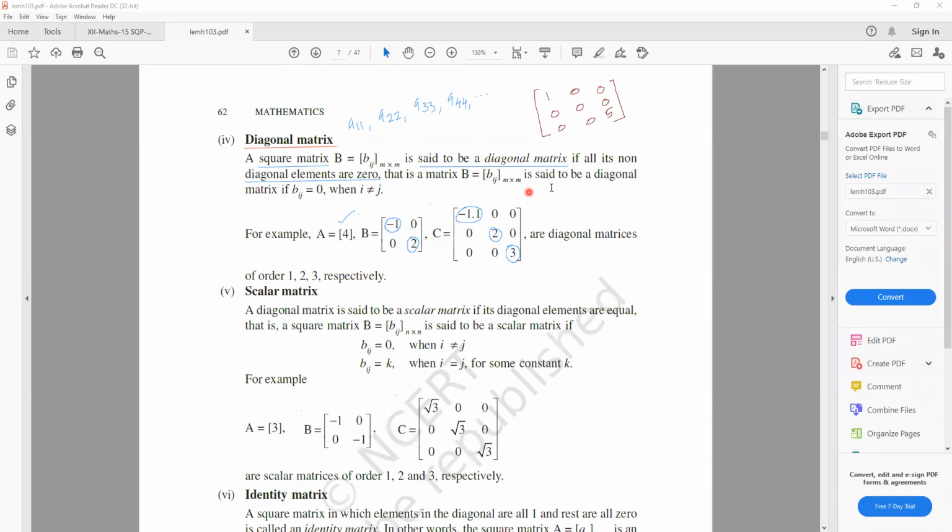जो डायगोनल एलिमेंट्स नहीं है वो पूरा का पूरा 0 होना चाहिए. सो डायगोनल एलिमेंट 0 है तो भी कोई फर्क नहीं पड़ेगा, but definition is all its non-diagonal elements are 0. सो आपको इतना ही देखना है, नॉन डायगोनल एलिमेंट 0 है क्या नहीं.